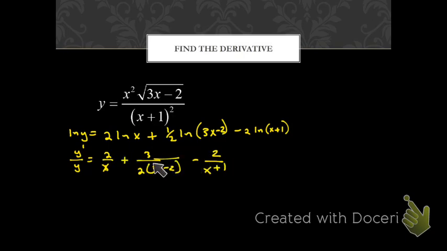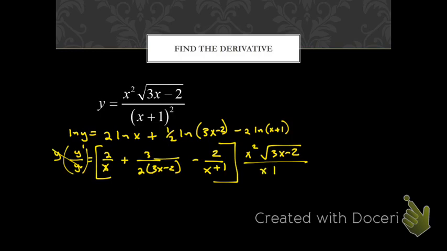Then all I have to do is what, guys? Multiply both sides by y. So look, do this. y cancels. Do this. Put parentheses or brackets around the entire right-hand side. And then put times y and write y as this right here. x squared times square root of 3x minus 2 over x plus 1 quantity squared.